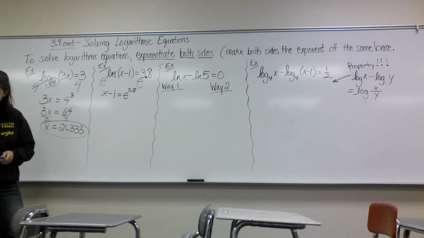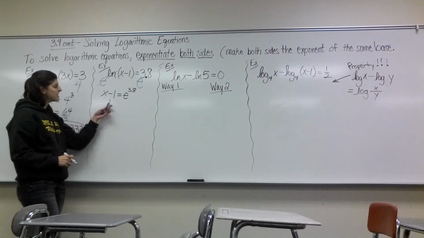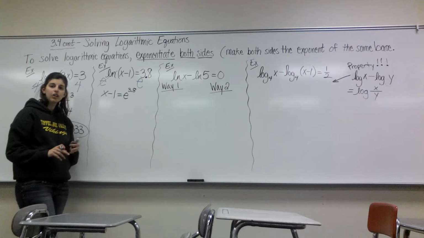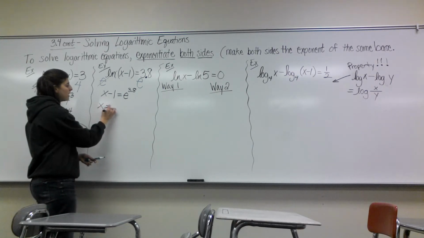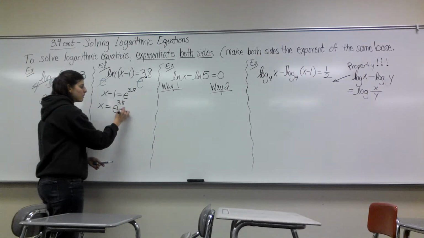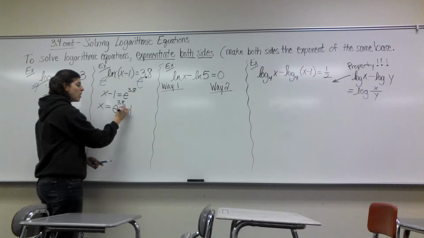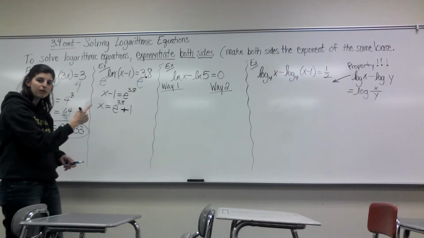That's going to need to be done in a calculator. Or you could just add 1 to both sides and leave your answer exact. I'm fine with that. I'm fine if you just put x equals e to the 3.8 plus 1. Make sure your plus 1 is down on the same level as e. It's not up in the exponent.